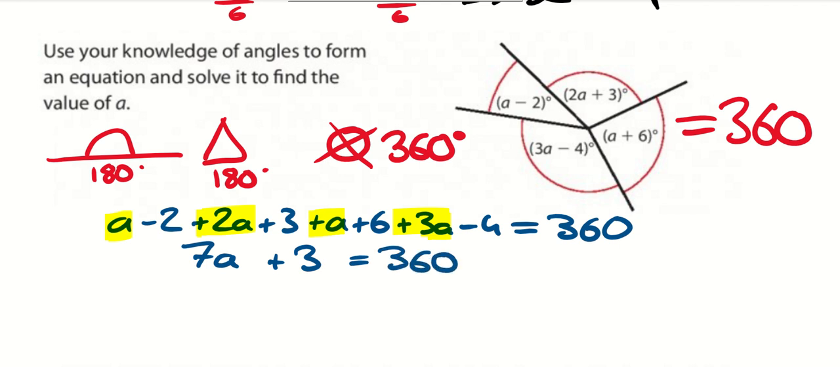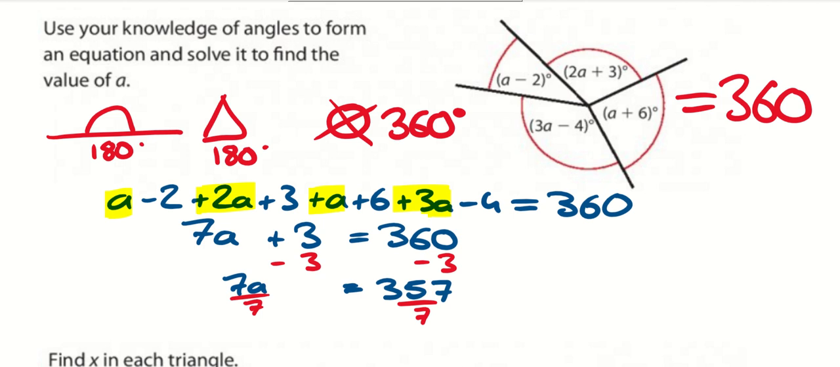Okay, very good. Now we can just minus 3 from both sides, as we always do. So then we're left with 7a equals 357. And finally, divide by 7 to get a by itself. And you will get a is equal to 51 degrees.